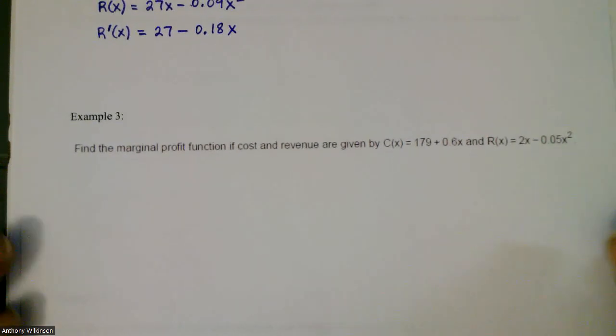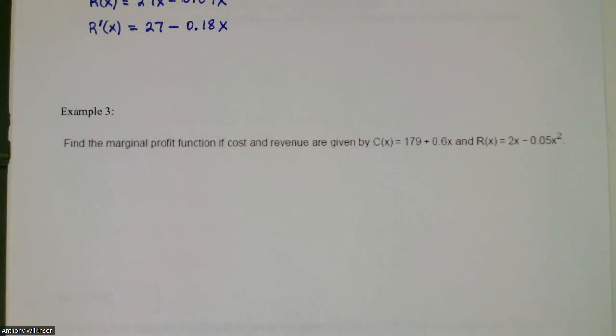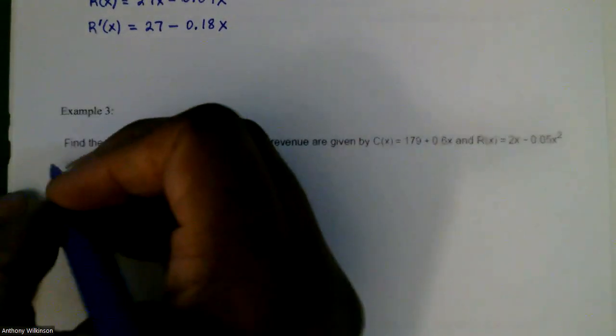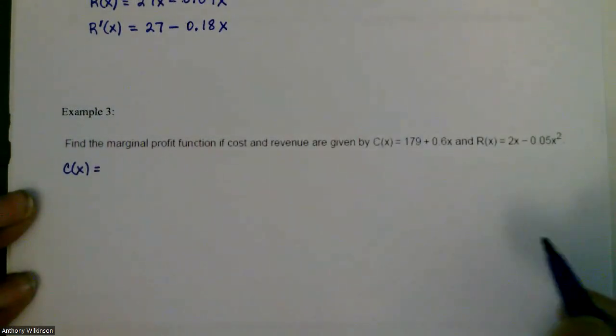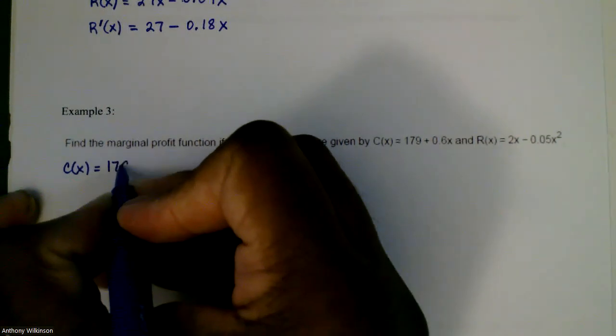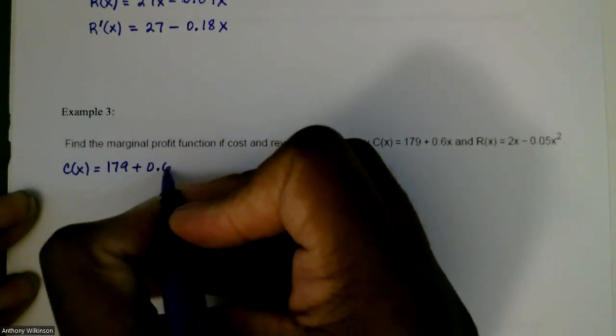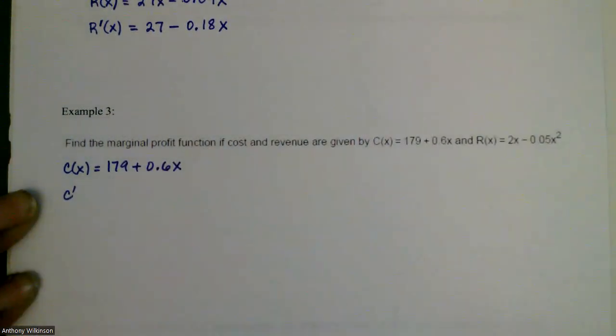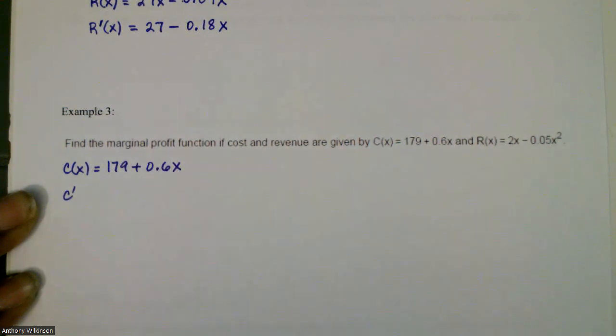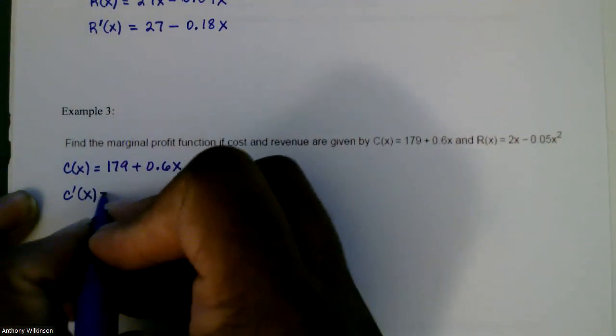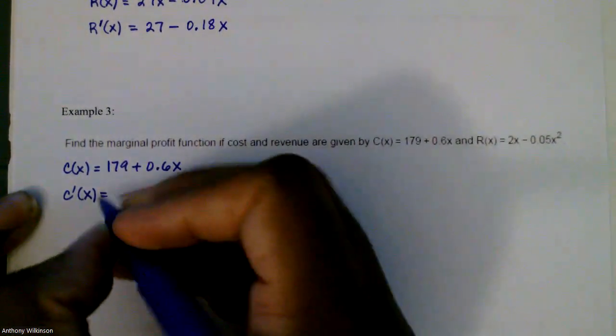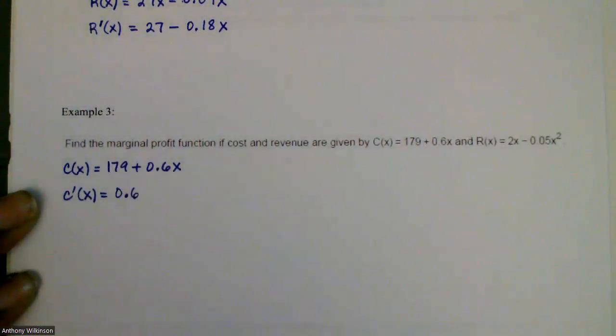All right, here's the next example. Find the marginal profit function if costs and revenue are given by C of x is equal to 179 plus 0.6x, and R of x is equal to 2x minus 0.05x squared. All right, so first we have C of x is equal to 179 plus 0.6x. Now let's find the marginal cost function, or C prime of x. The derivative of 179 is 0. The derivative of 0.6x will be 0.6.